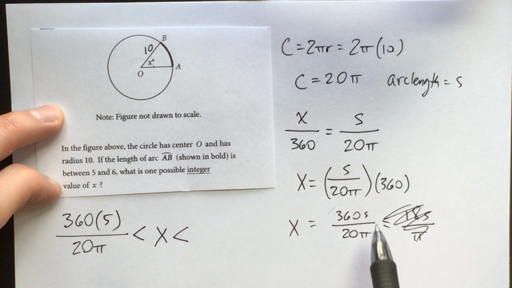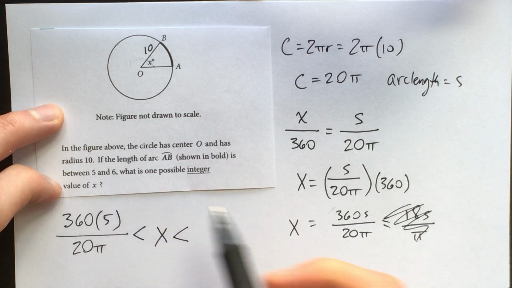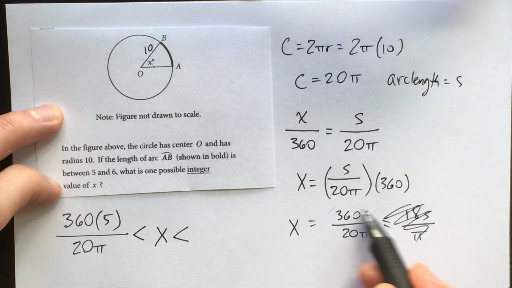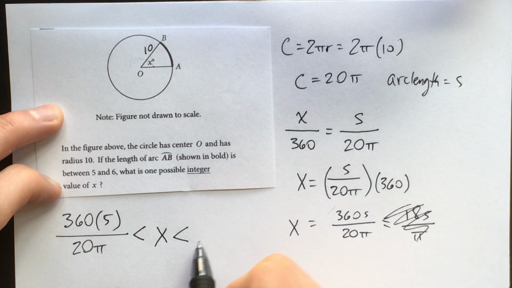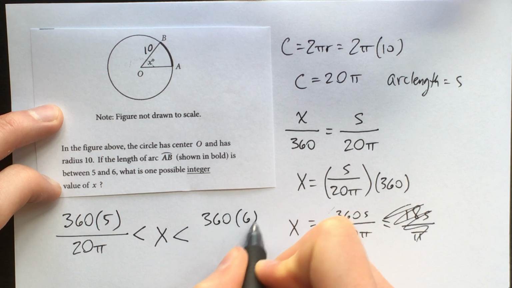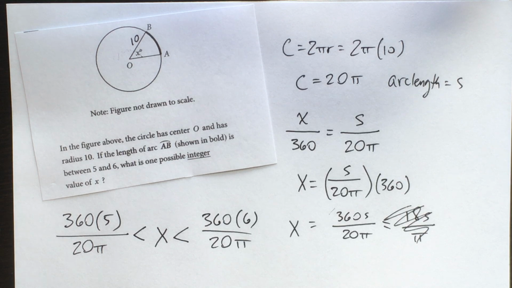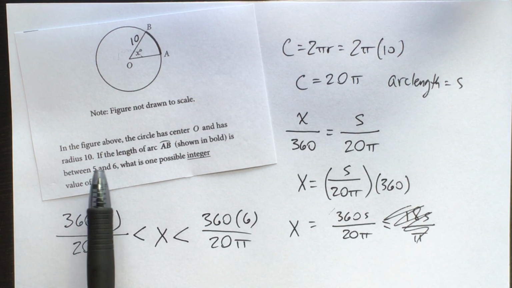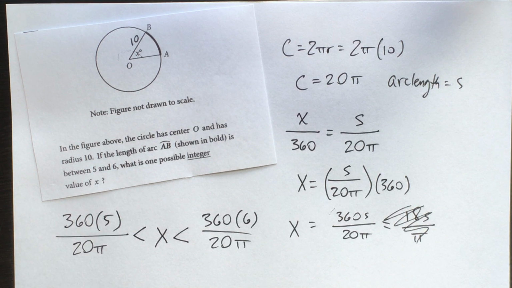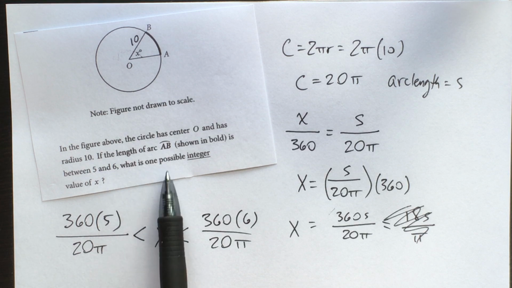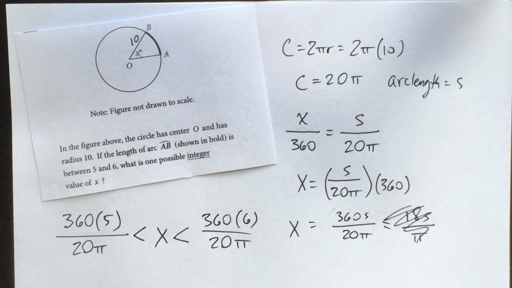Okay, and same thing with the max. If we plug in 6 for s, that's the largest the arc length can be, which means that when you plug in s here, that'll be the largest x can be. So 360 times 6 over 20 pi. And that's the inequality that sets you up for the answer, because we were given the possible range for s, and using this relationship between s and x, we can get the possible range of values for x, which is precisely what we're looking for. And we just want one possible integer value of x.